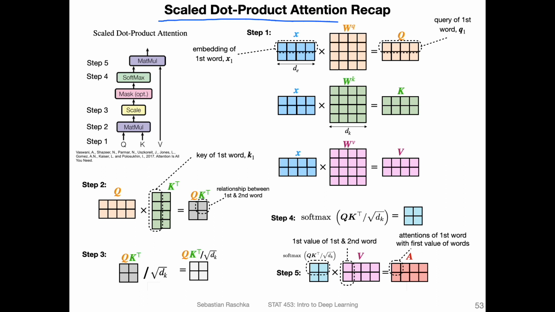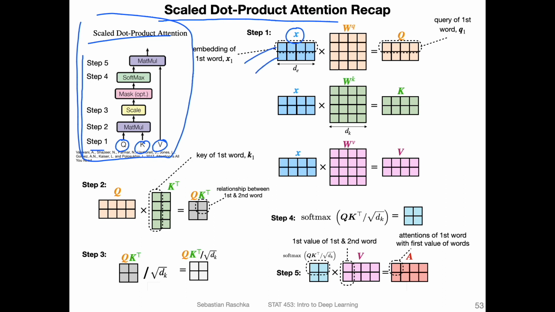All right, so on the left hand side here, that is just the summary of the scaled dot product attention from the original Attention is All You Need paper. I structured it into 5 steps here so that we can talk about it step by step. So step 1 is constructing the queries, the keys and the values. So imagine you have an input X, where the rows are the different words. So let's say the first row is word 1 and the second row is word 2.